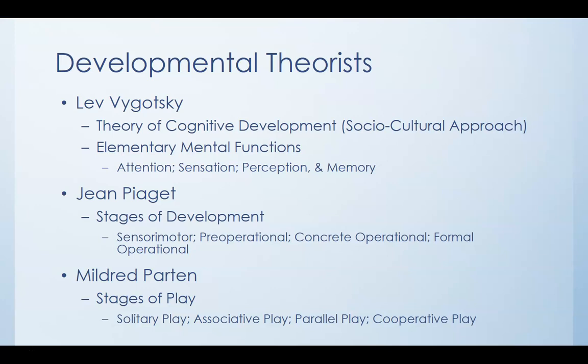Parten developed the 4 stages of play. Stage 1 is called solitary play and is characterized by the child playing alone and is either uninterested or unaware of others. The second stage of play is called associative play. In this stage, children appear to be playing together, but the activities are not organized. The third stage is parallel play and occurs when the child plays alongside others, often mimicking the play of others, but does not necessarily interact with the other children.